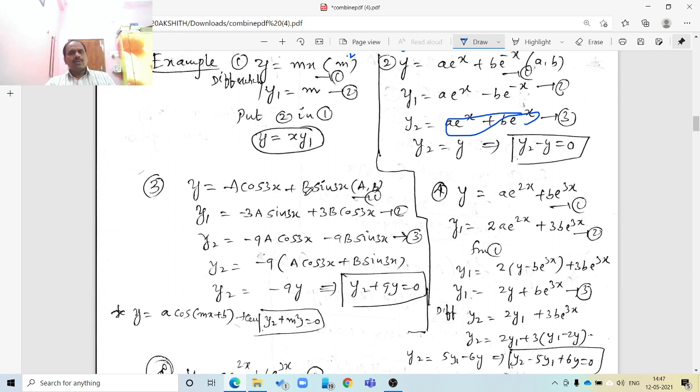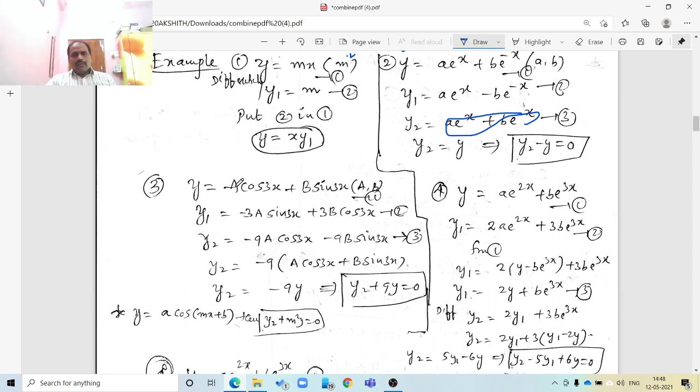y is equal to a cos 3x plus b sin 3x, where a comma b are arbitrary constants. Similarly you have to differentiate. This is the first derivative, you know that the derivative of cos 3x is minus 3 sin 3x, and the sin derivative will be cos 3x, and 3x derivative will be 3, and y2, if you take minus 9 common, a cos 3x plus b sin 3x, that is y, y2 plus 9y is equal to 0. So this is the process.